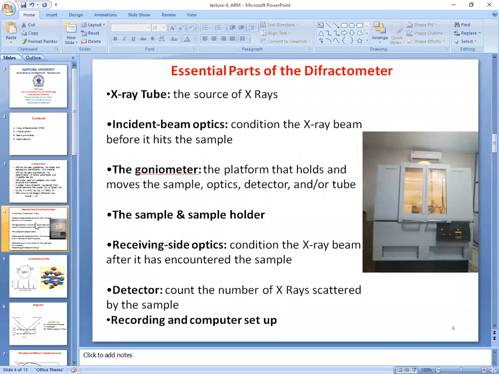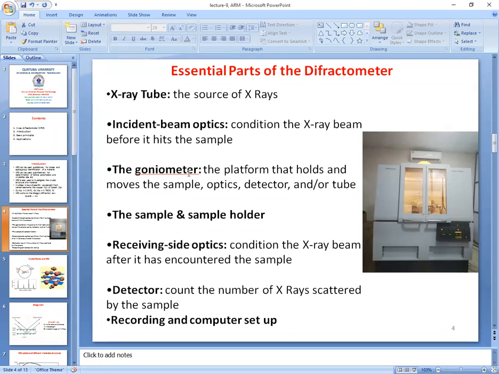So what are the essential parts of a diffractometer? This is the actual image of the diffractometer, which is available in the Centralized Research Laboratory, University of Peshawar, and it consists of an X-ray tube, the source of X-rays, and incident beam optics, some optics which control and condition the X-ray beam before it hits the sample.